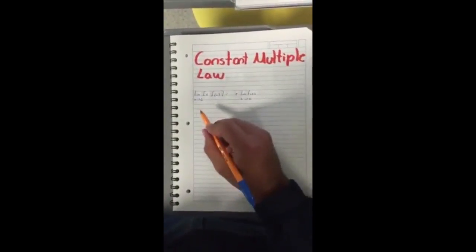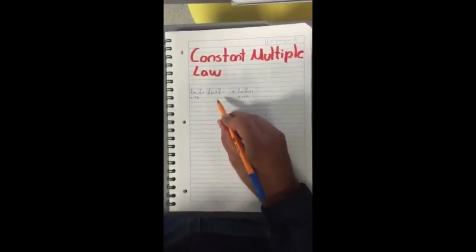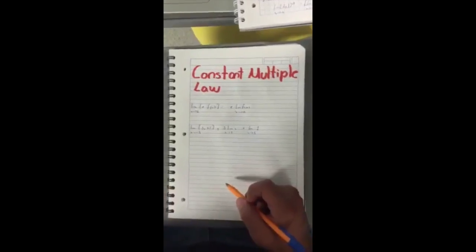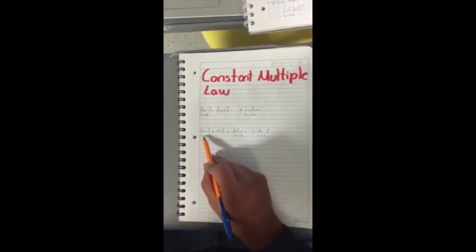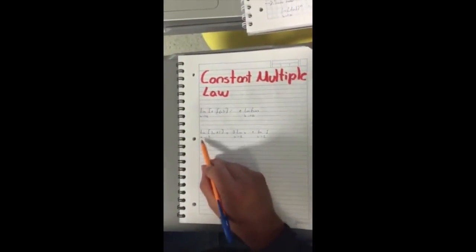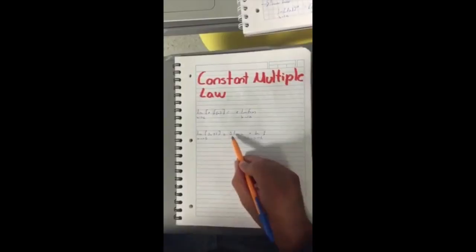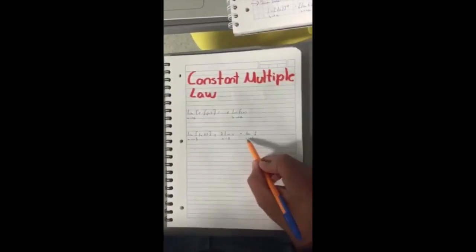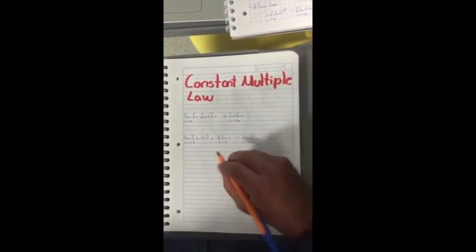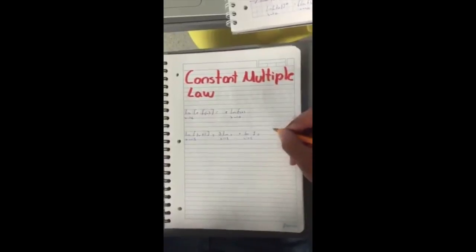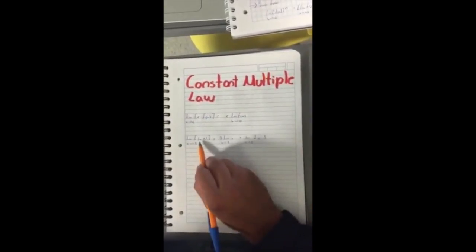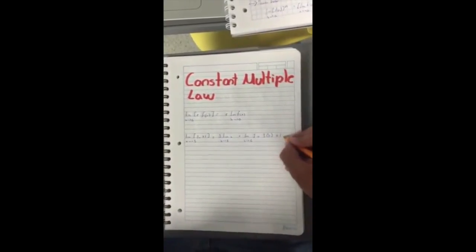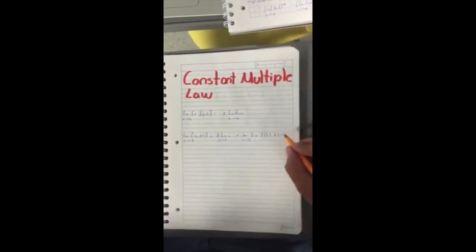Constant multiple law. The limit of a constant times a function is the constant times the limit of the function. In this example, we have the limit of 3x plus 1 when x is approaching 5, that is equal to 3 times the limit of x when x is approaching 5 plus the limit of 1 when x is approaching 5. So first we substitute in the first function, and it will be 3 times 5 plus 1, that gives us 15 plus 1, 16.